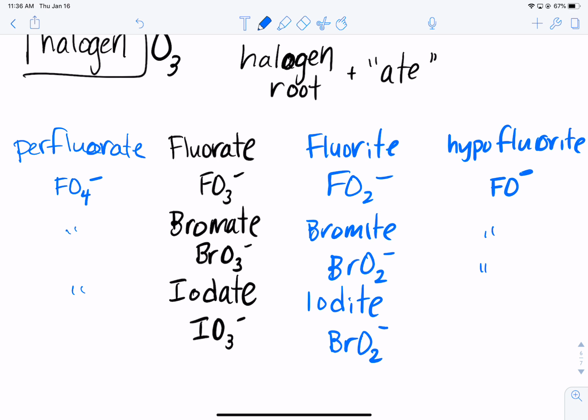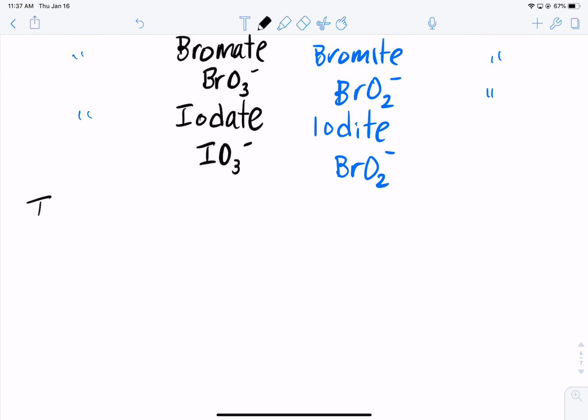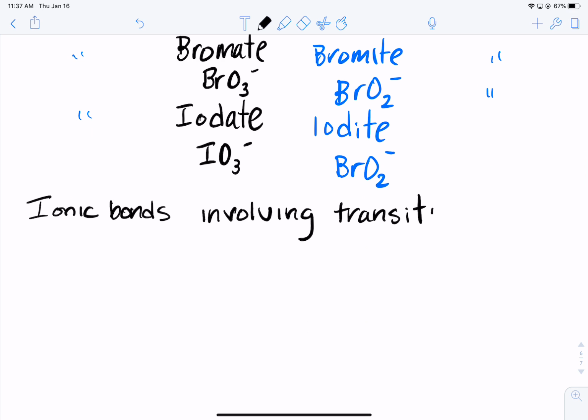Now, today, there is one more thing we need to talk about with respect to ionic bonds. So far, ionic bonds have been between two elements, or they've included polyatomic ions, and I have asked you so far to ignore the transition metals. Well, we can't ignore them forever, so let's learn about ionic bonds with transition metals.